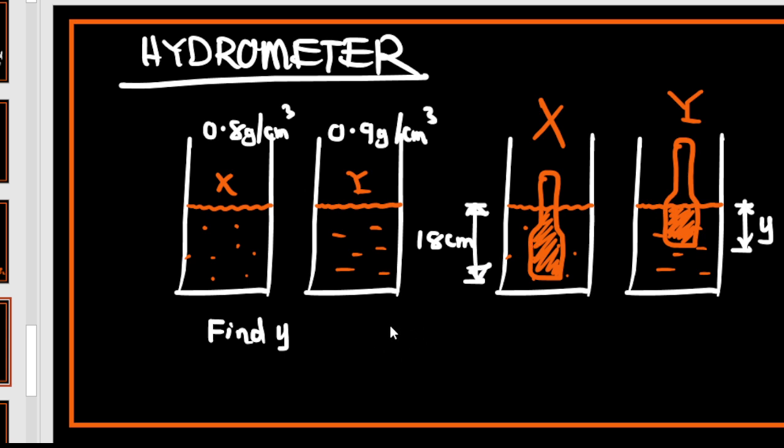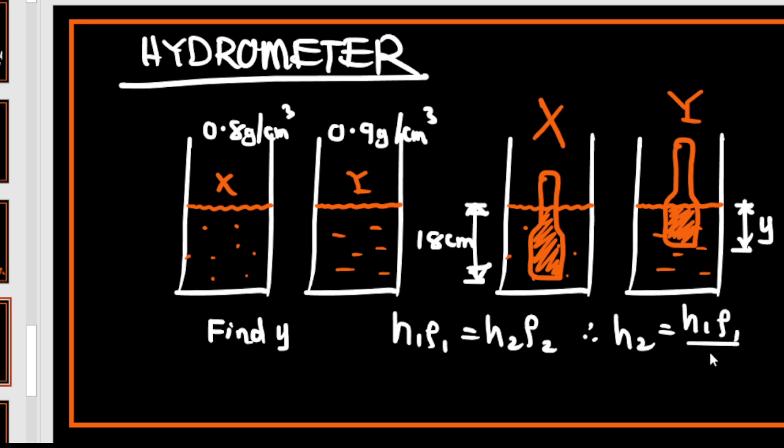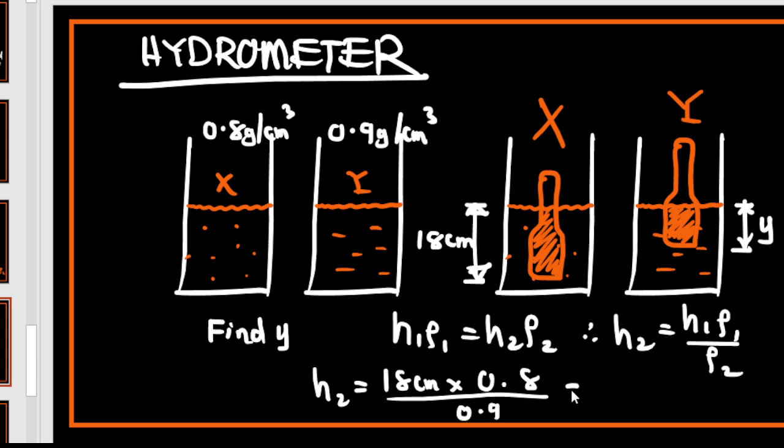Okay, so you use h1 rho 1 equals h2 rho 2. So you are looking for h2. h2 there should be what? h1 rho 1 over what? Over rho 2. So our h2 now is going to be, h1 is 18 centimeter times the density there, which is 0.8 for the first, divided by 0.9. So that gives you 16 centimeter.